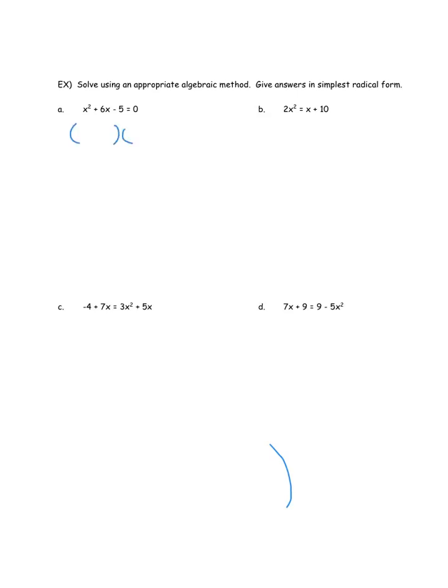I'm going to go X and X, no choices. 5 and 1, no choices. Here's where the problem lies. That 5 is negative, which means 1 positive, 1 negative. No matter which one I make positive and which one I make negative, I cannot get them to combine to be a 6.